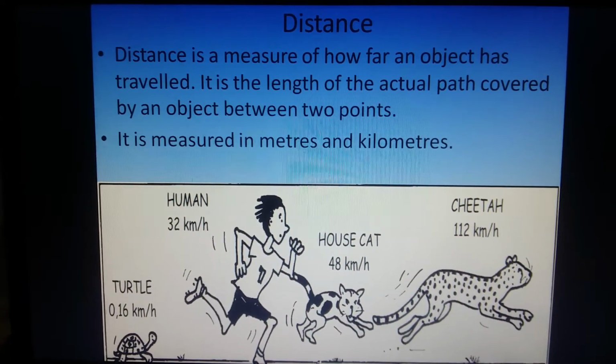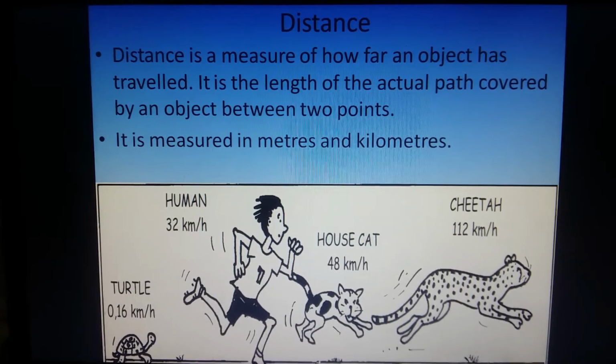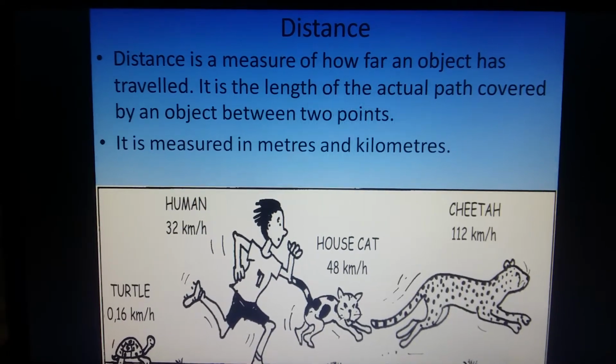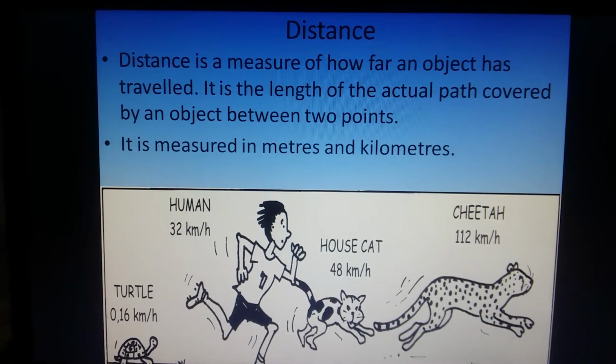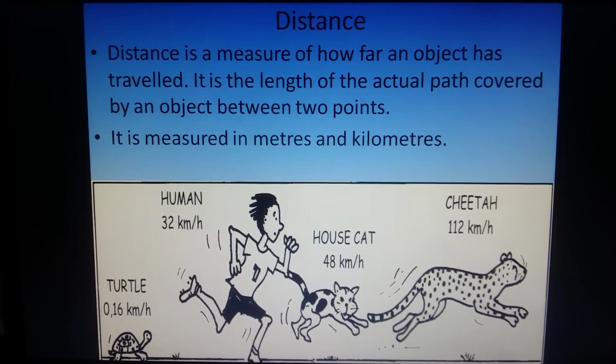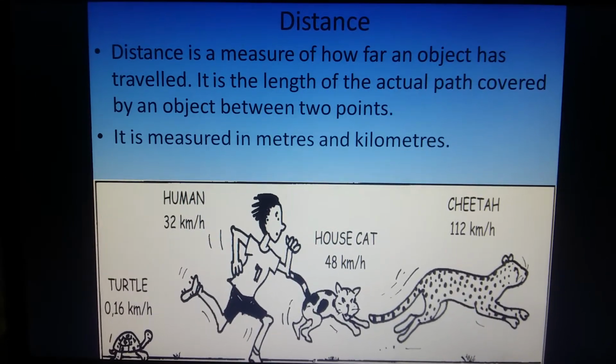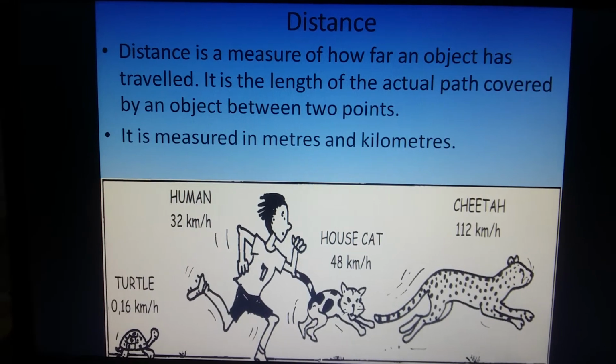Now what is distance? Distance is nothing but the measure of how far an object has traveled. The measure of how far an object has traveled is the distance. So it shows the actual path covered by the object. And distance is measured in meters and in kilometers.